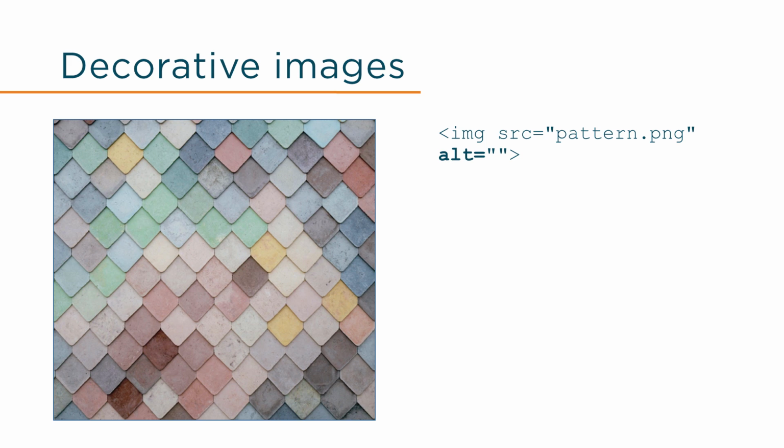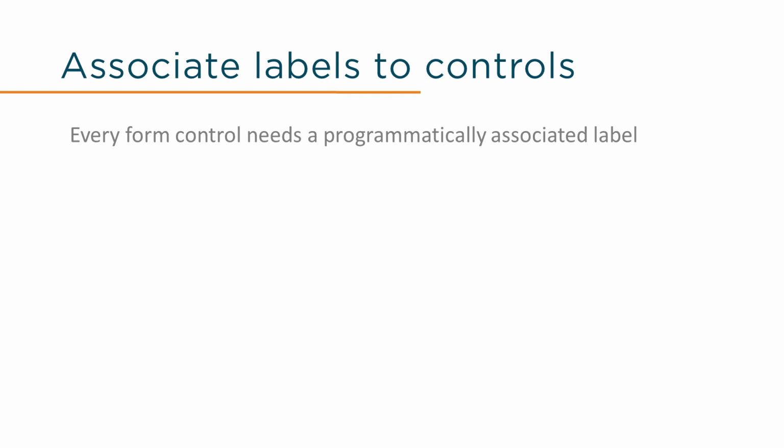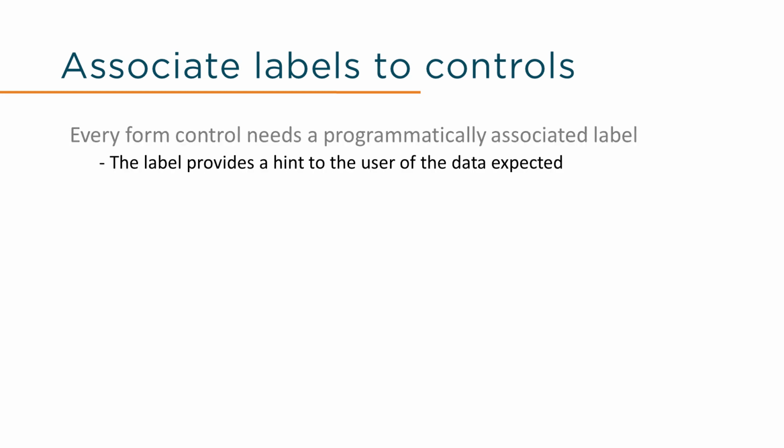If the rich card has several form controls, ensure each control, input, select, radio button, checkbox, the text area, all have a programmatically associated label. The label acts as a hint for the assistive technology user, providing a description of what type of data the control requires. There are several ways to add a programmatically associated label.